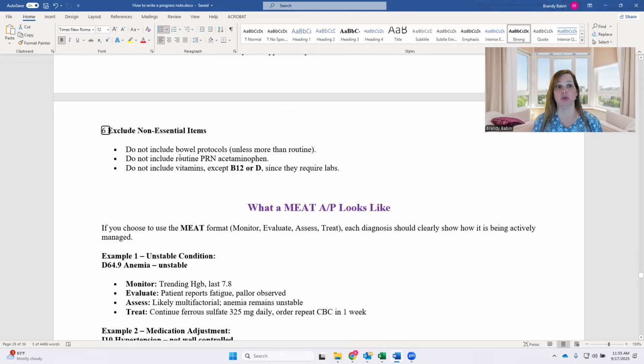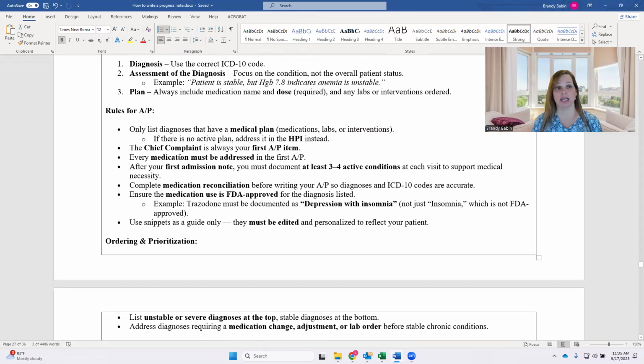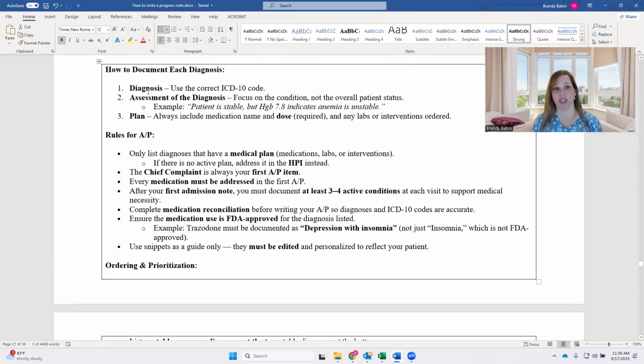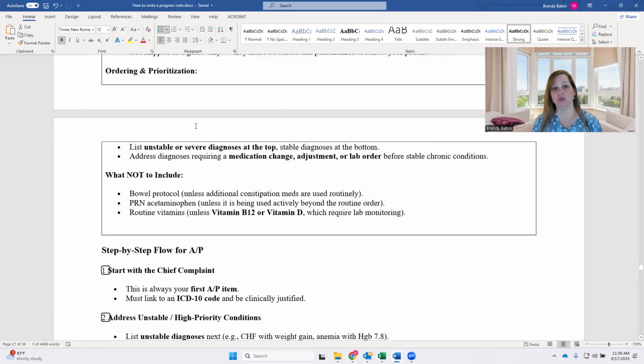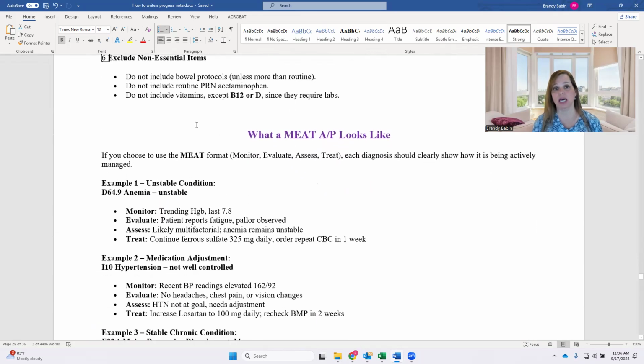Now, if you choose not to do it the way I said, so I said you've got your diagnosis first, and then your assessment, and then your plan. If you choose to do it by MEAT, and if you don't know what MEAT is, you're going to see, I'm okay with that too. I'm not a fan of MEAT. I don't use MEAT, but you can do it.